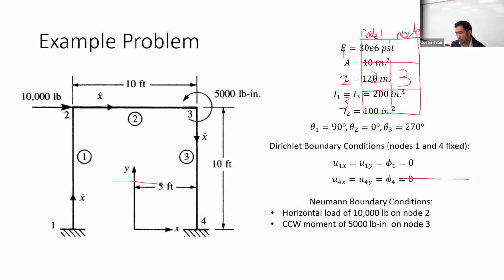Hopefully everyone filled it in. For element 1, it is connected to nodes 1 and 2. So the first node is going to be node 1, the second node is going to be node 2. And element 3 is connected to nodes 3 and 4. For this geometry, it's fairly basic, we just have each element connected to the next. But that's what our connectivity matrix would look like.